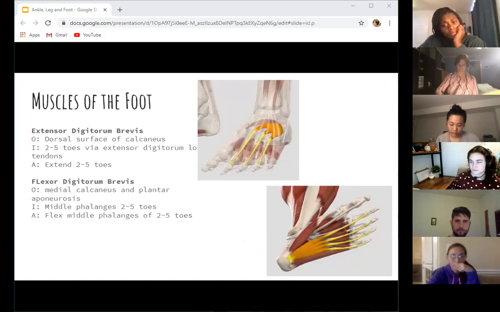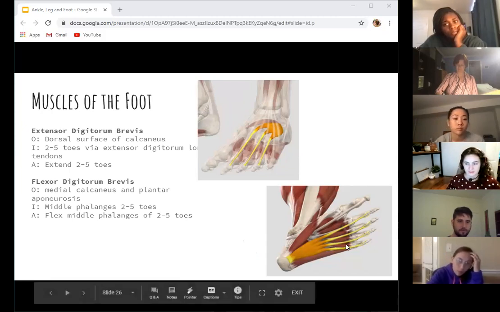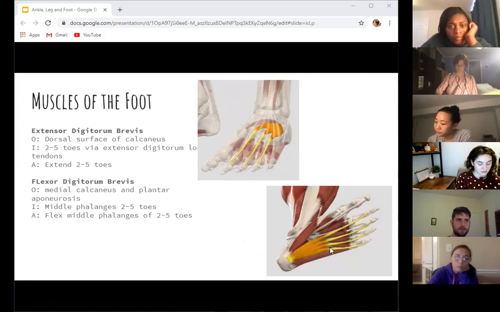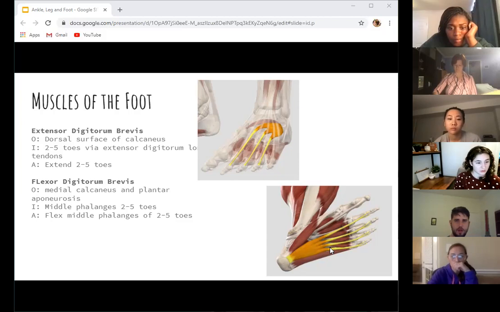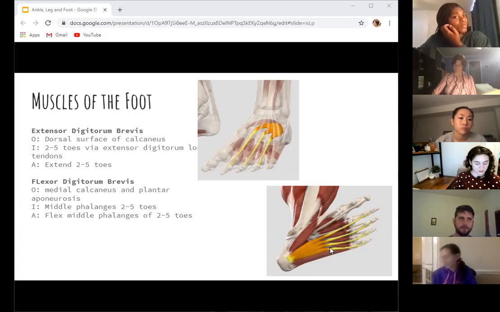So this is the extensor digitorum brevis and the flexor digitorum brevis. The top picture is the extensor, the bottom picture is the flexor. Extensor digitorum brevis originates on the dorsal surface of the calcaneus, and it's going to insert on your toes number 2 through 5. It'll insert via the extensor digitorum longus tendons. And as the name suggests, its action is extension of those toes.